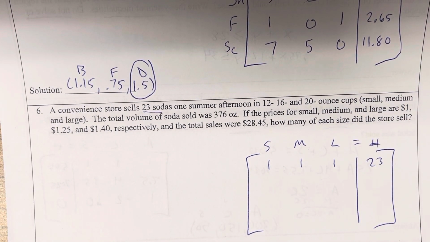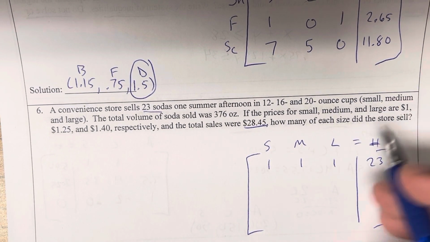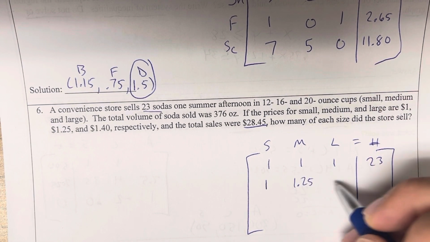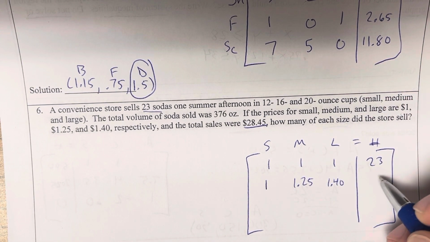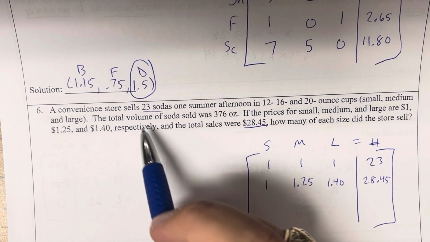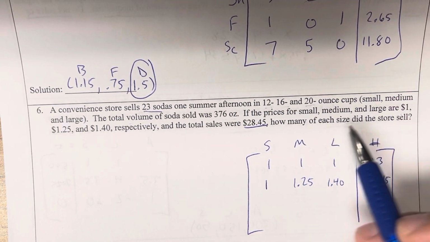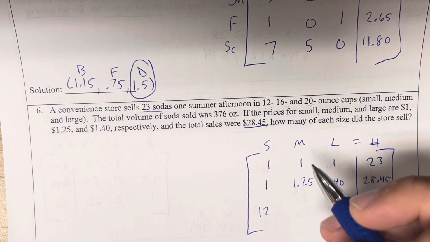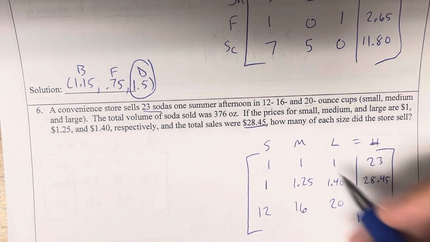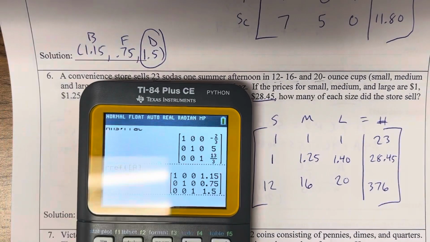That's my first equation. Next off, they made $28.45, and so that's gonna be the money included. So $1 for the small, $1.25 for the medium, $1.40 for the large is gonna equal the $28.45. And then lastly, the total volume of soda sold was 376. So that's going to include the volumes of each drink. And so the 12 ounces for the small, 16 ounces for the medium, 20 ounces for the large is going to equal the 376 total ounces. And so now it's matrix ready.